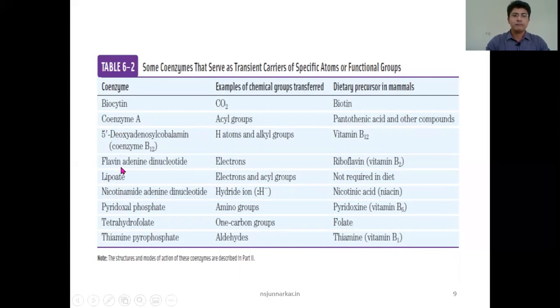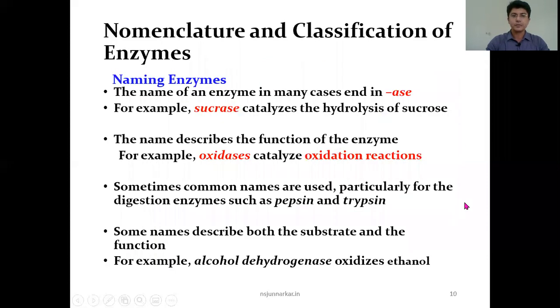Likewise, flavin adenine dinucleotide is involved in the transfer of electrons, and the dietary source is riboflavin or vitamin B2. So you can have a look at several coenzymes which are required by the enzymes, which in turn are involved in the transfer of several chemical groups, and from which sources they can be obtained, that is listed in this table.